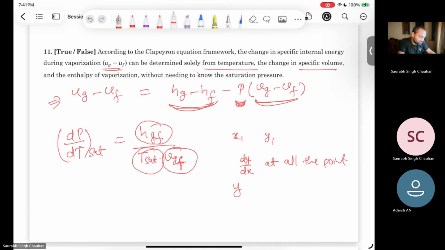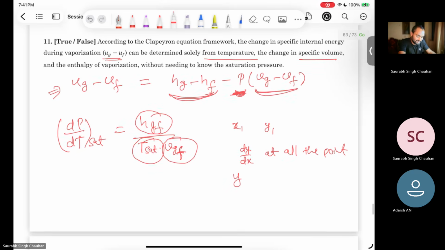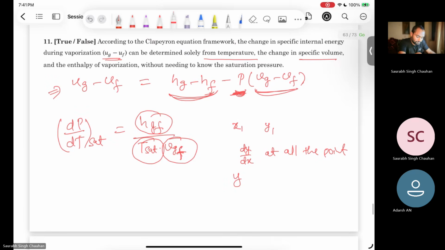But we had to tell whether it is true or false. So yes, in some sense it is false because we need the pressure value, but we can also calculate the pressure value. So instead of answering it in true or false, this discussion is important. You should understand that we need the pressure value. We can get that pressure value from any reference point or the property tables.